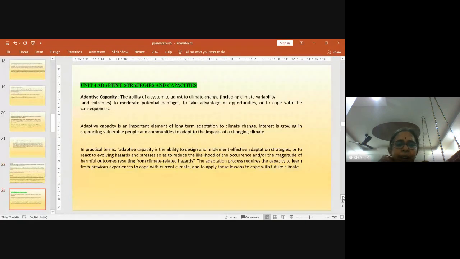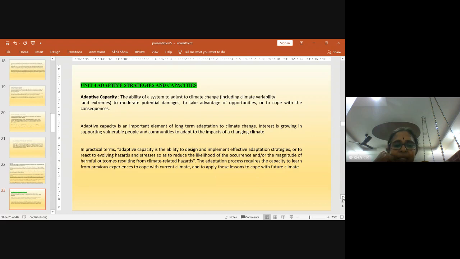So the next, the fourth unit, is the adaptive strategies and capacities. So the adaptive capacity means the ability of a system to get adjusted to the climate change, to moderate potential damages, to take advantage of opportunities, or to cope with the consequences. So adaptive capacity is an important element of long-term adaptation to climate change. So interest is growing in supporting the vulnerable people and communities to adapt to the impacts of the changing climate.